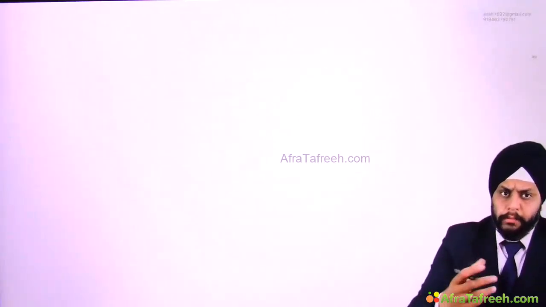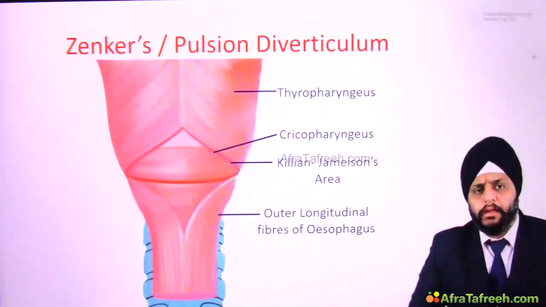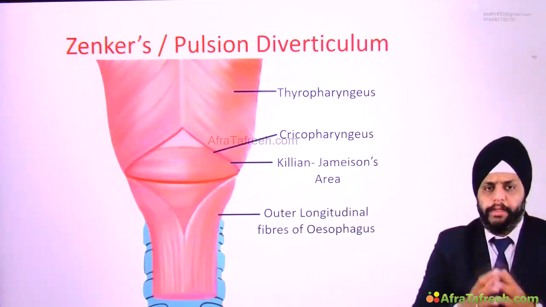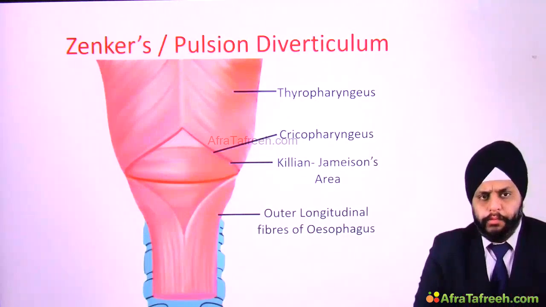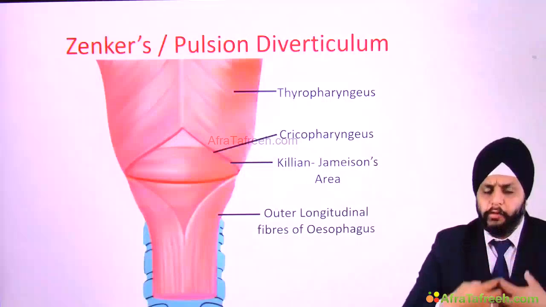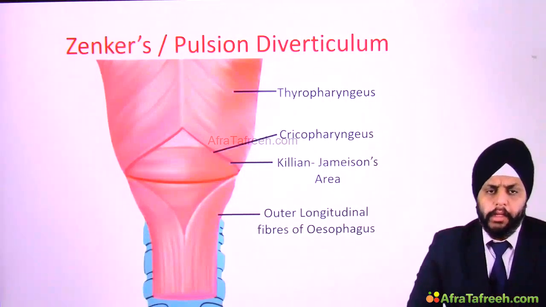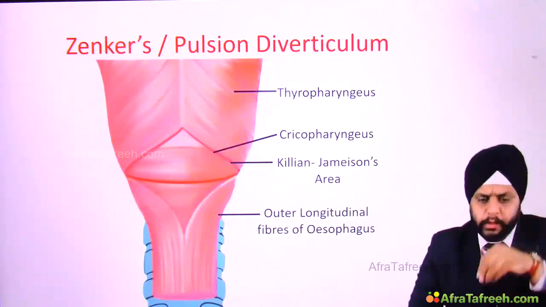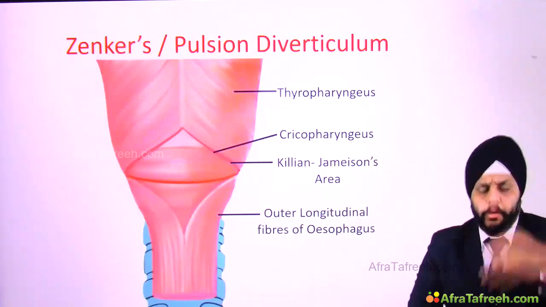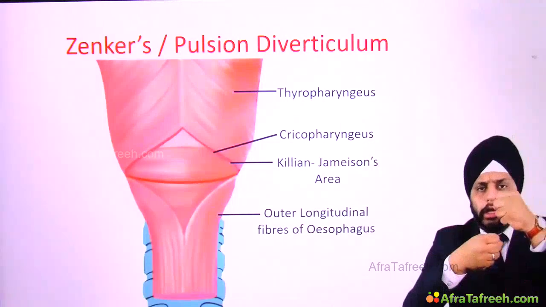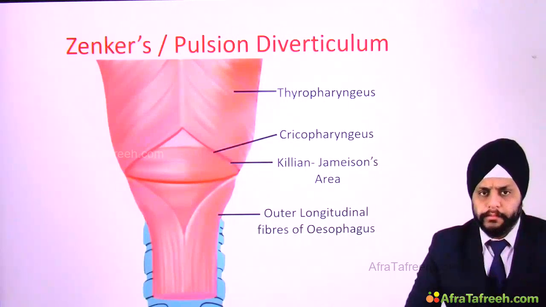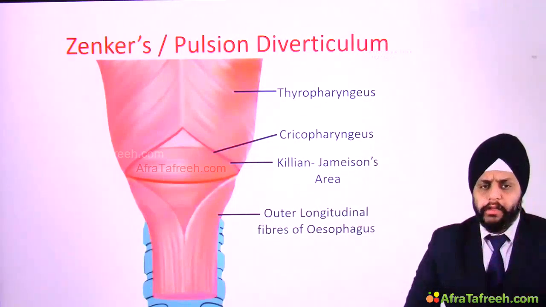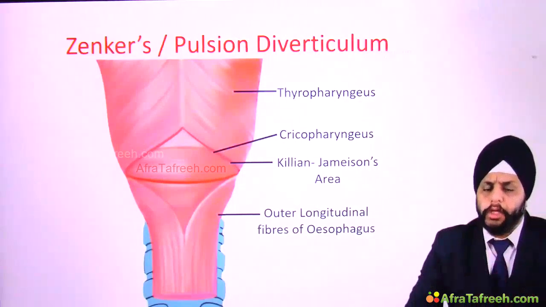Now let us come to a disease known as Zenker's diverticulum or pulsion diverticulum. We have understood the anatomy. Now you see what happens. When we swallow the food that we have eaten, the thyropharyngeus contracts and pushes the food down into the esophagus. For that to happen, the cricopharyngeus has to relax. So the thyropharyngeus contracts, at the same time the cricopharyngeus relaxes, and the food goes down into the esophagus.